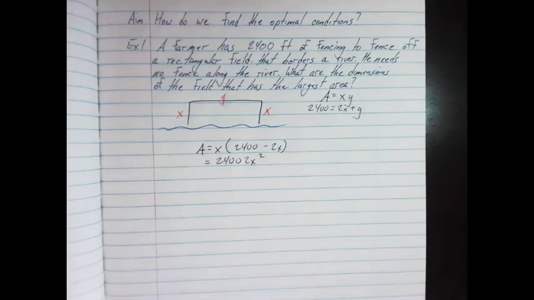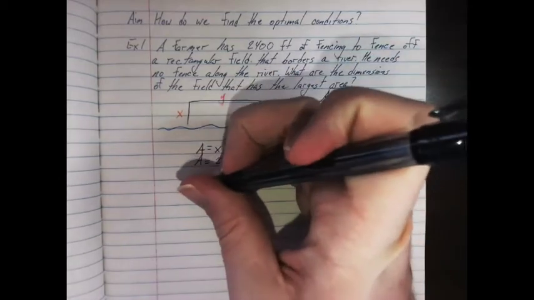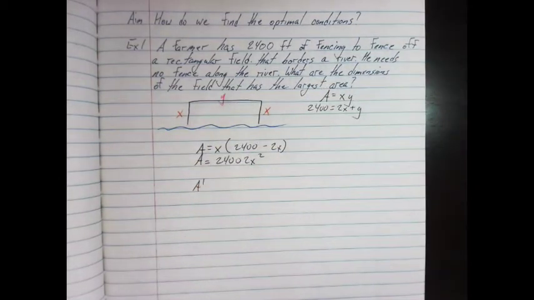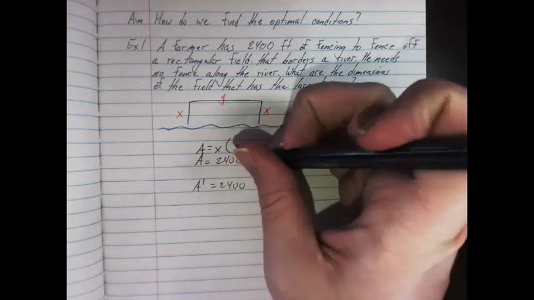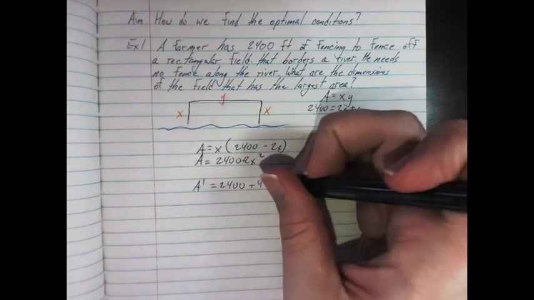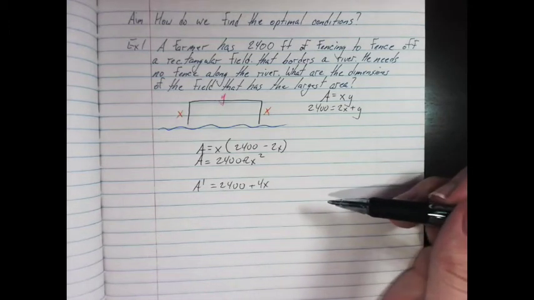So, what are we going to do now? Well, same thing we did before. We're going to find the derivative. So, A prime, well, that's not too difficult. 2,400, I should put a plus there, plus 4x. That's our derivative. Cool, easy peasy.